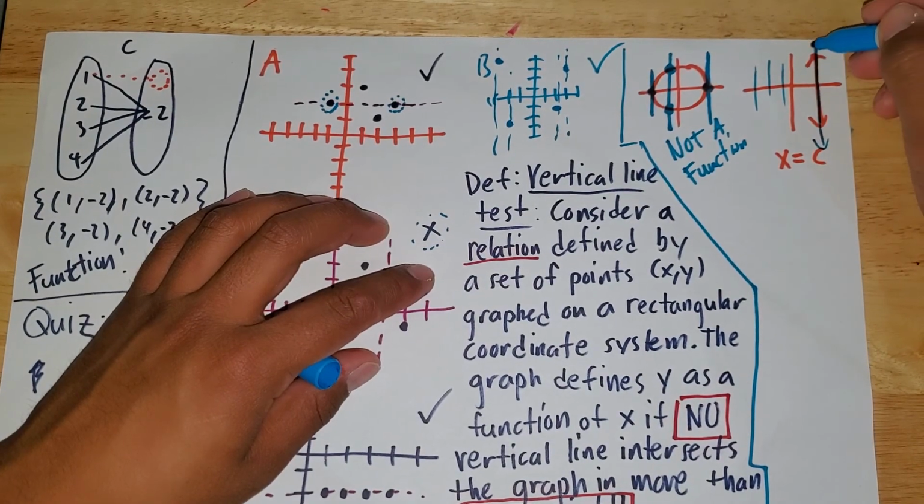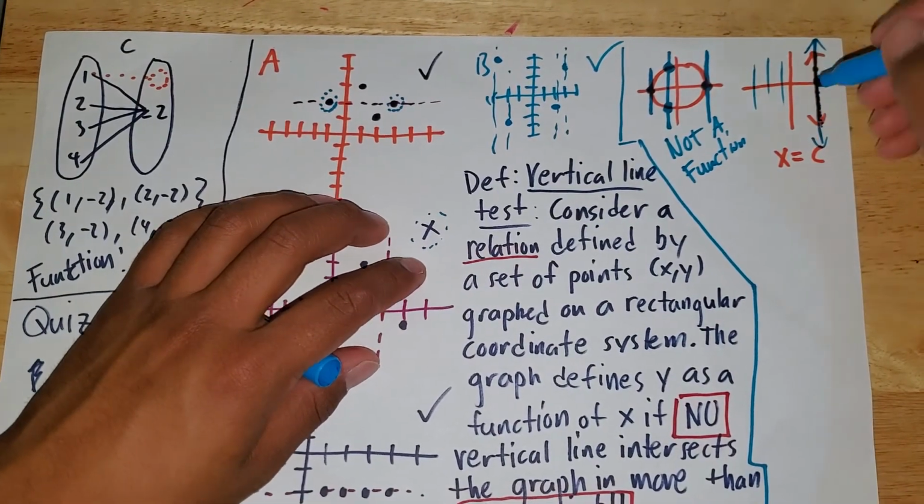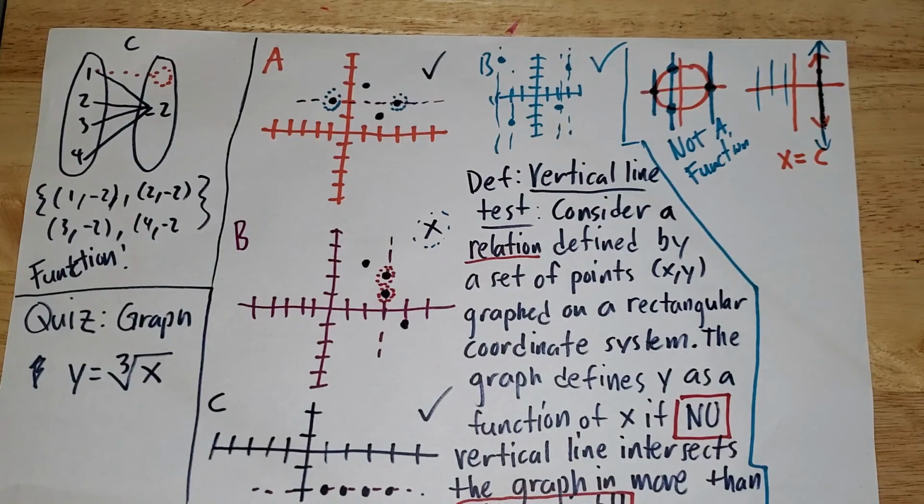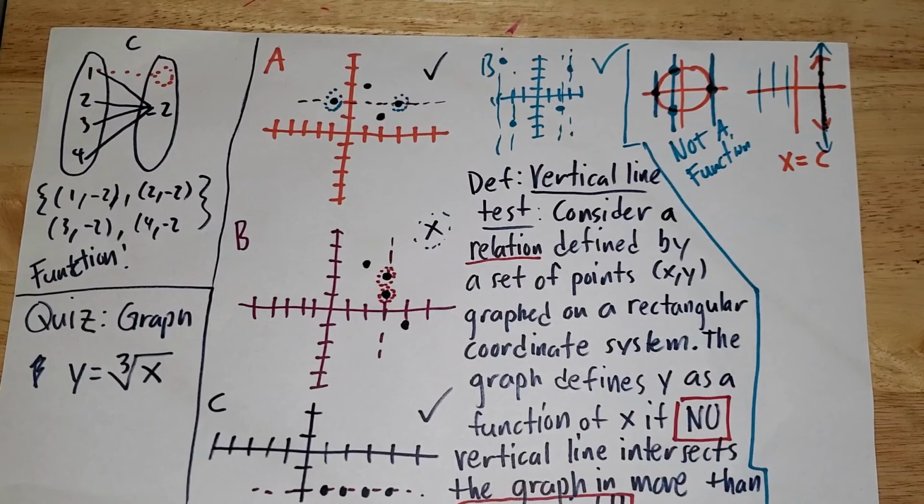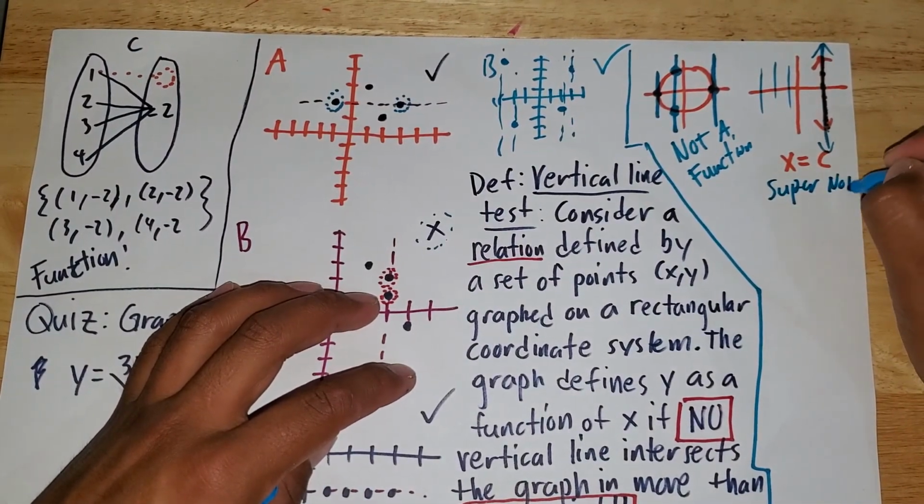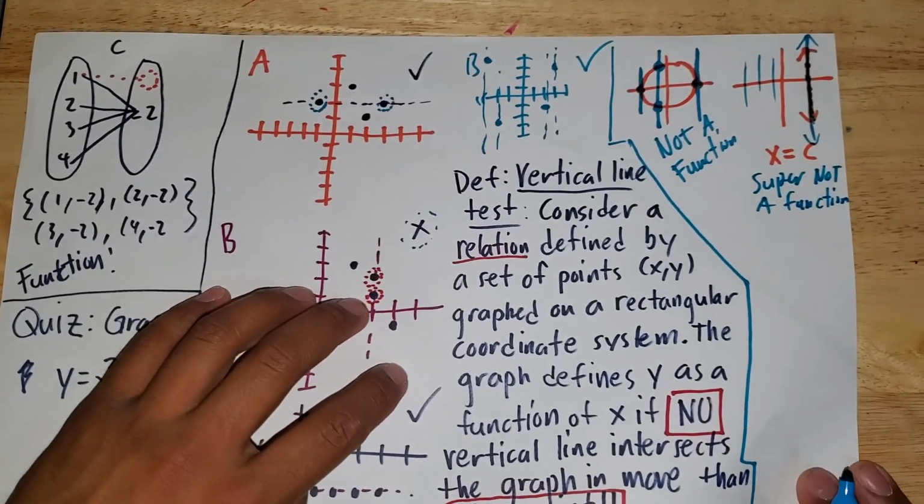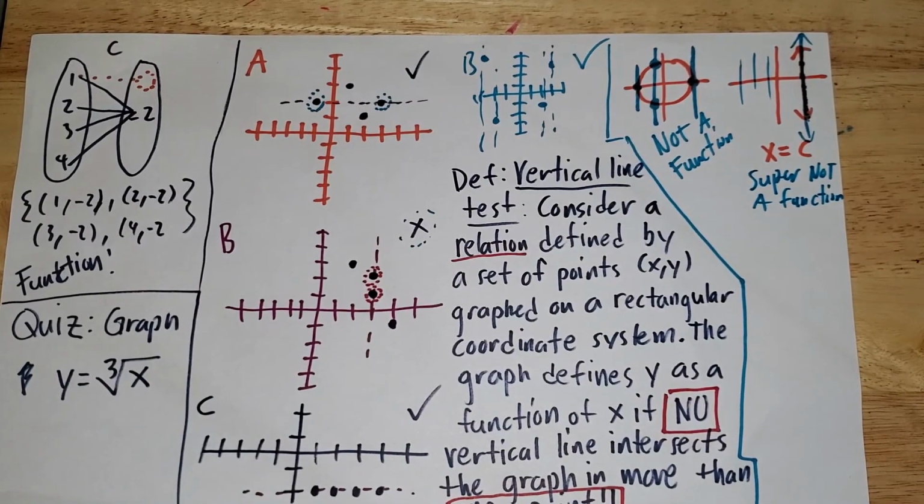And how many times am I intersecting this graph? Here's 1, 2, 3, 4, 5, 6. I'm actually going to intersect this one an infinite amount of times. The definition says as soon as it intersects more than once, it's not a function. This one intersects an infinite amount of times. Hence, this is like super not a function. Again, there's no such thing as super not a function, but this is just me exaggerating how it definitely has no chance of being a function because it intersects so many different times.